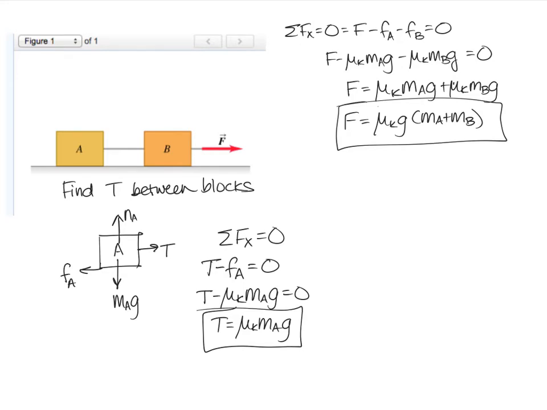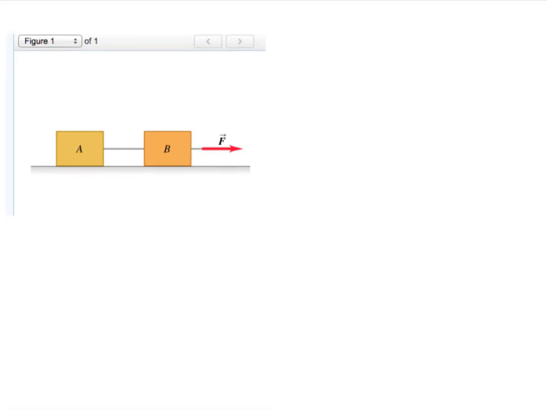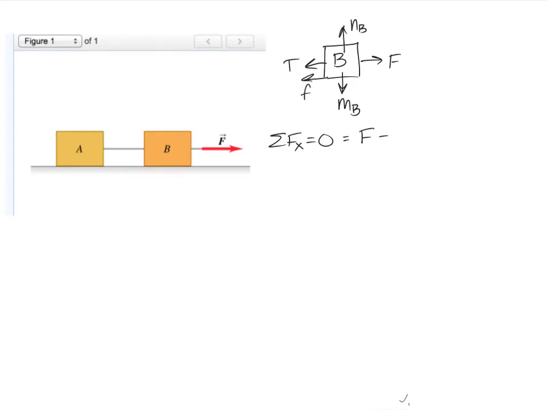But I would also like to show that we could do this with mass B as well. So let's look at mass B. Forces on B are a little bit different because we have that applied force, and then the tension acts in the opposite direction. Look at forces in the x direction once again. Oops, forgot the friction.